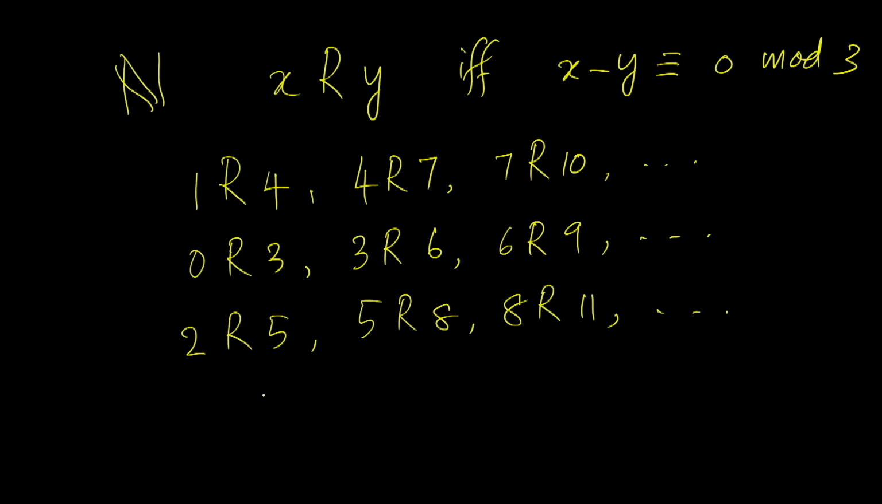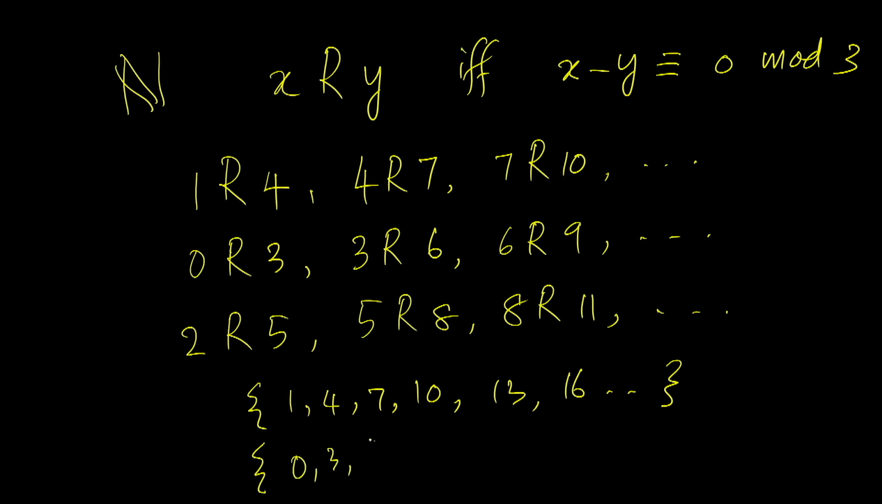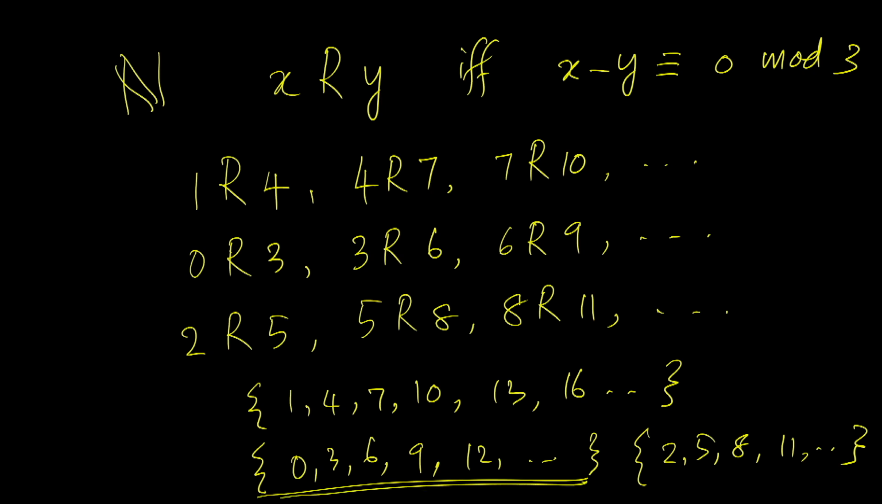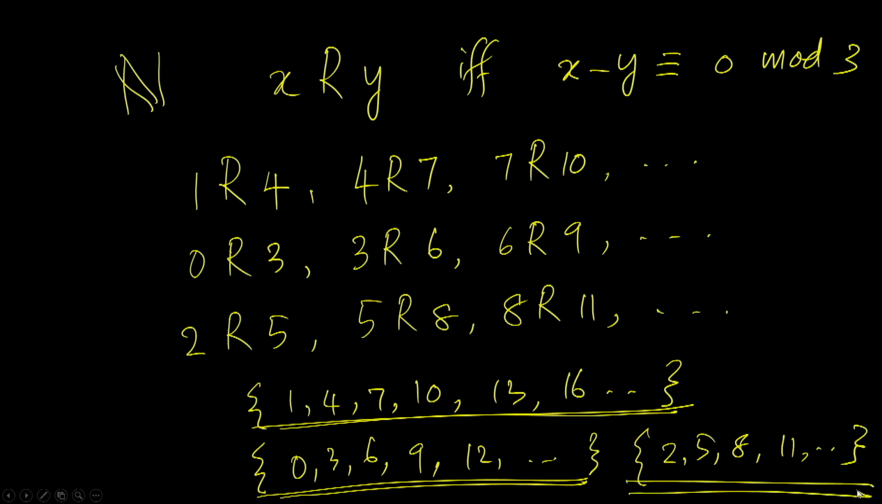So, the equivalence classes in this case would be 1, 4, 7, 10, 13, 16 etc. This is one equivalence class. 0, 3, 6, 9, 12 etc. will form the other equivalence class, and the third equivalence class would be 2, 5, 8, 11 and so on. This corresponds to numbers that are multiples of 3. These are numbers that are 1 mod 3, and these are numbers that are 2 mod 3. So, this relation has 3 equivalence classes.